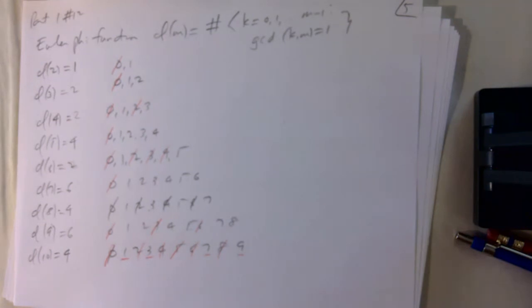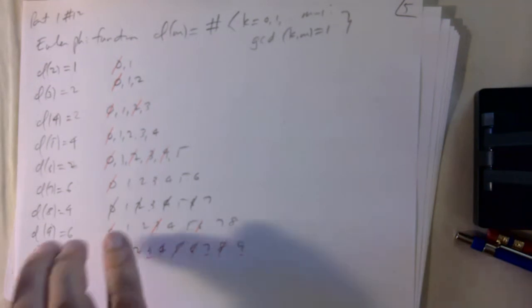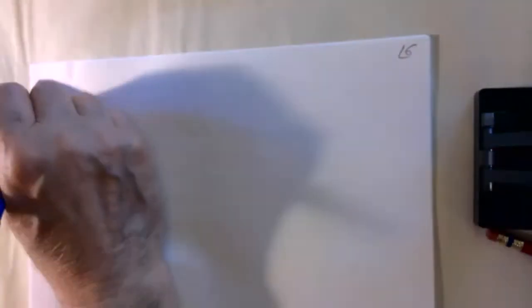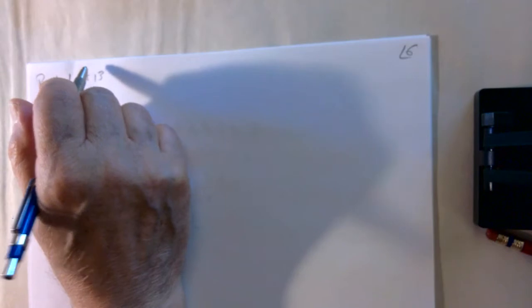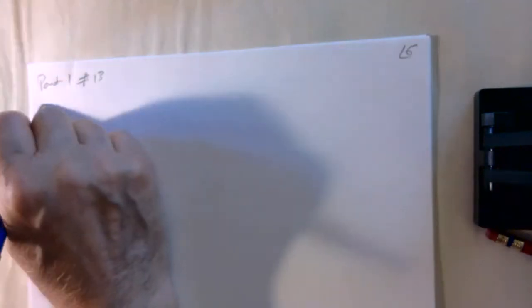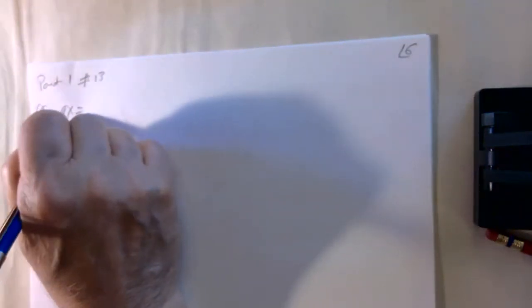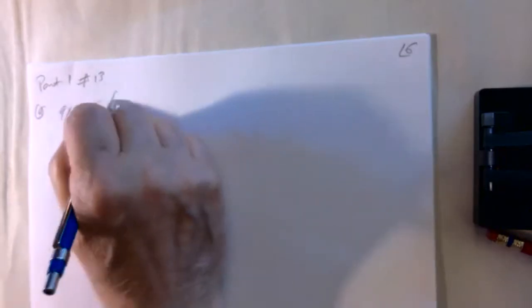Can you go over question 13 in part 1? So part 1, number 13. This is just solving some linear congruences. So 9x congruent to 15 mod 21.